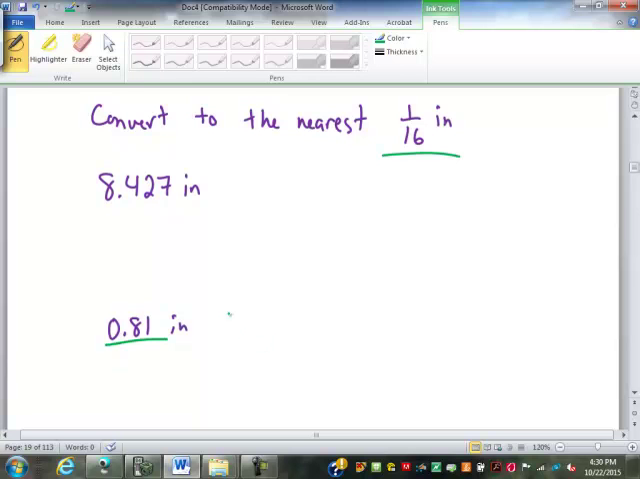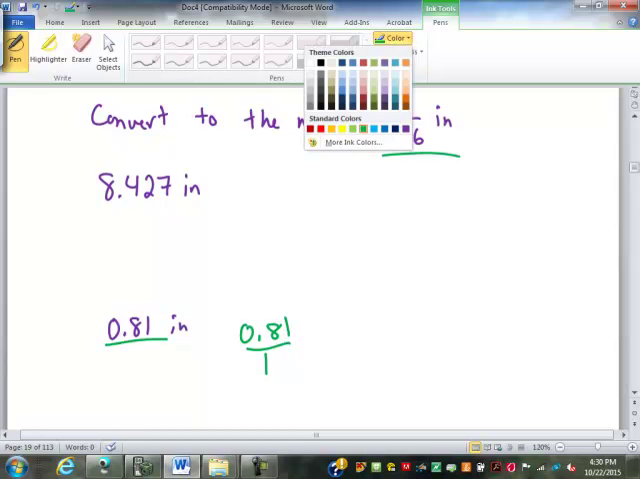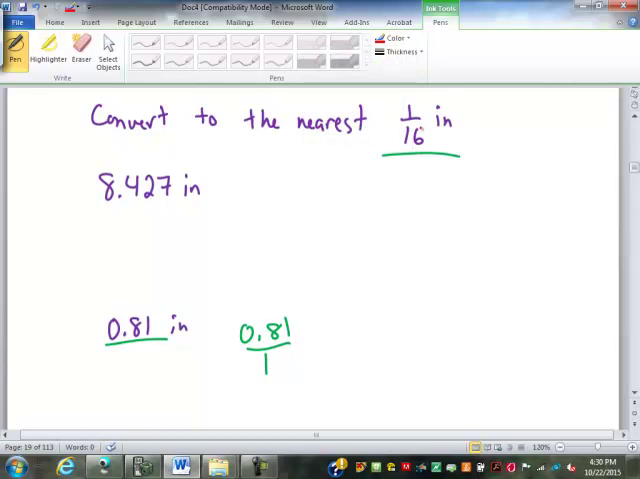0.81, I'm going to turn it into a fraction by simply putting it over 1. We can turn anything into a fraction by just putting it over 1. It's the simplest way to do it. But right now, it has a denominator of 1. We want it to have a denominator of 16. How do I turn a 1 into a 16? Times 16. We'll make that 16.